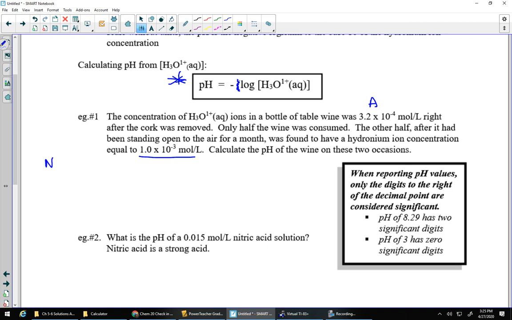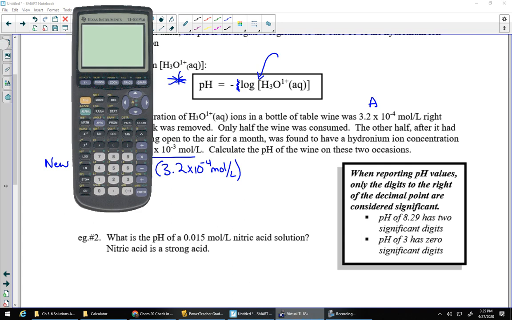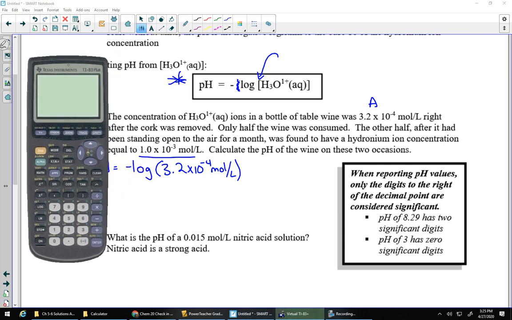So new wine, let's call it new wine. We've got our formula. The pH is going to be equal to the negative log of the concentration of hydronium ion, and the concentration of hydronium ion, remember that's what the square brackets mean, was 3.2 times 10 to the negative 4 moles per liter. Cool, okay, I'm going to get out my calculator. I hope you do the same. You need a scientific calculator for this one.